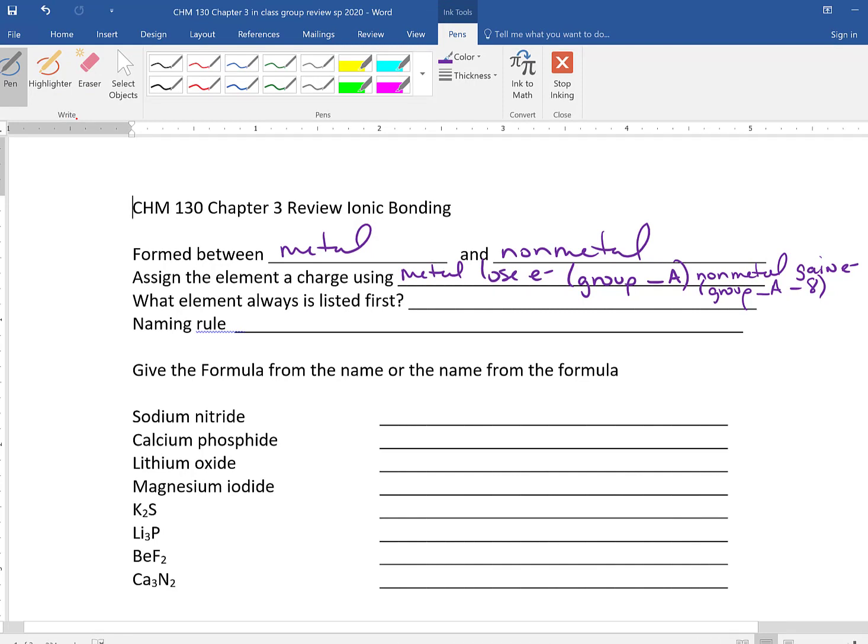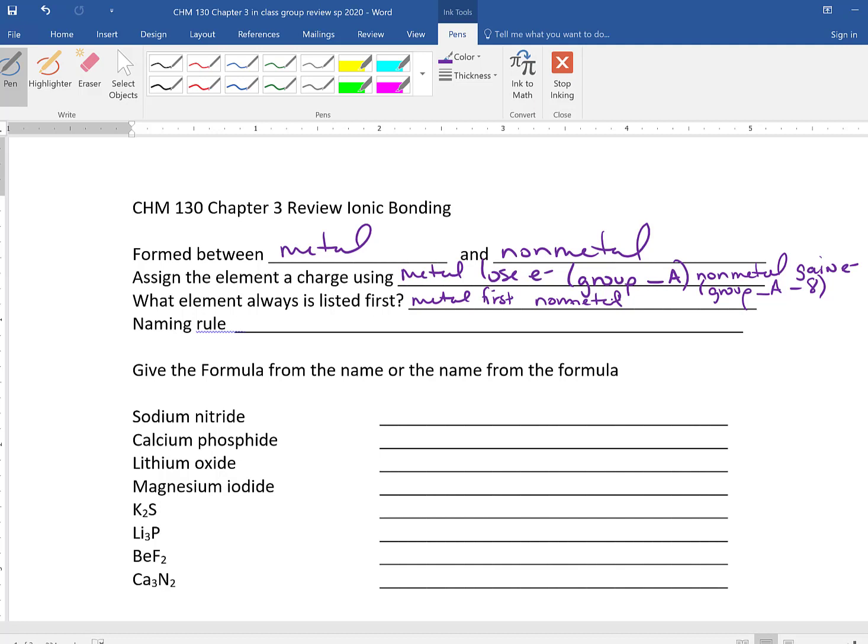So when you write it, what element do you always list first in a name? It's always the metal, right? Metal's always first, then the nonmetal. So just remember sodium chloride. Best example, because it's one that's super familiar. So you always write the metal first, then the nonmetal.